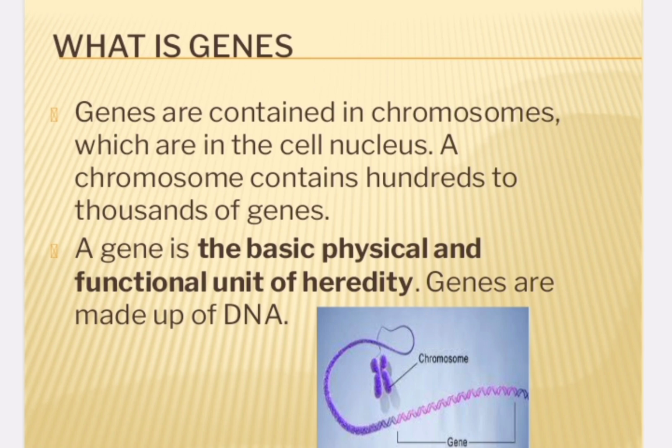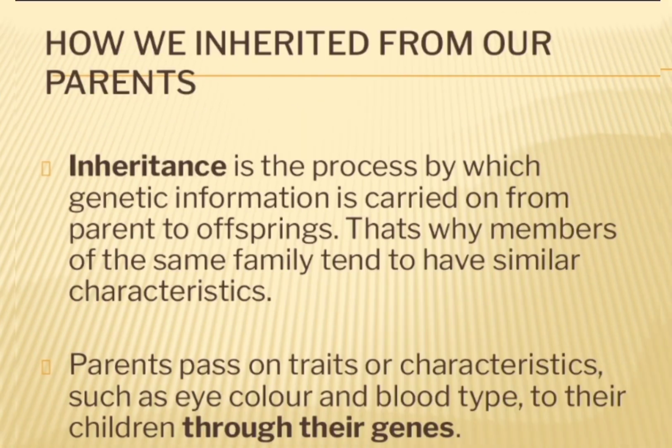So, heredity. How do we inherit from our parents? Inheritance is the process by which genetic information is carried on from parent to offspring. That's why members of the same family tend to have similar characteristics. Parents pass on traits or characteristics such as eye color and blood type to their children through genes only.